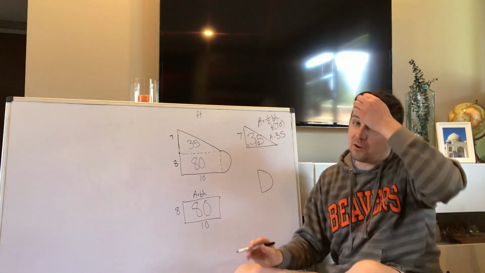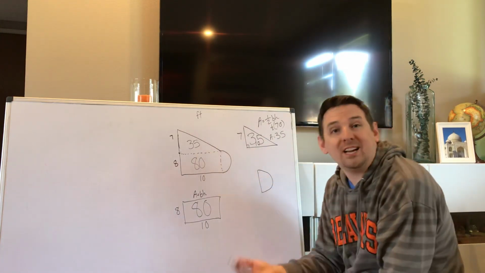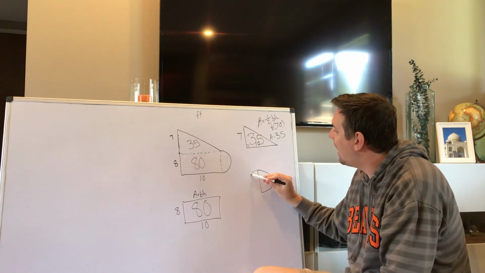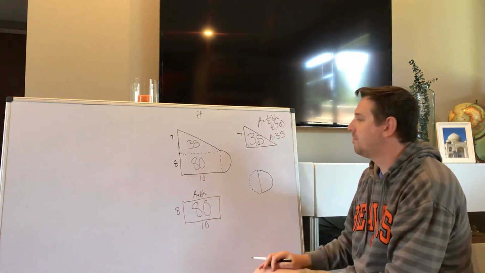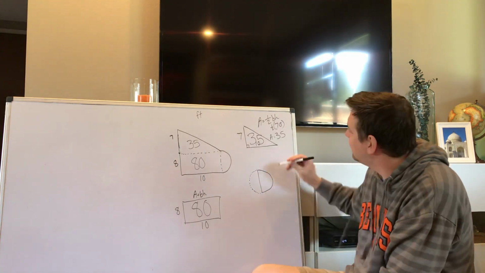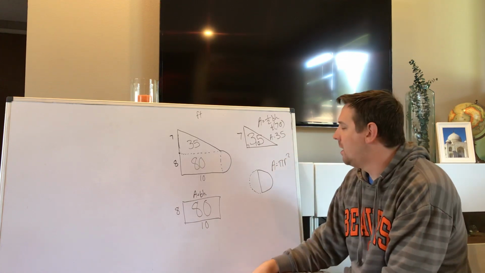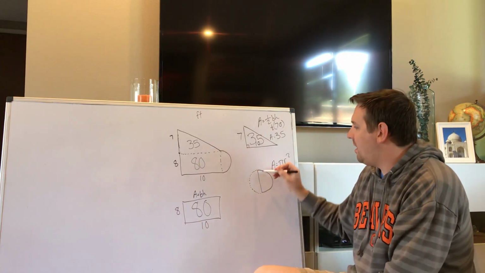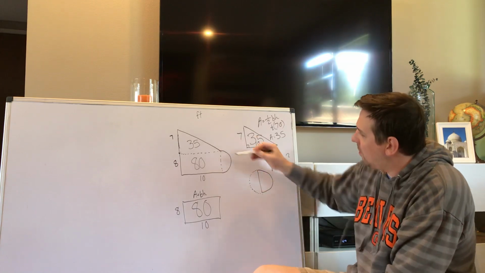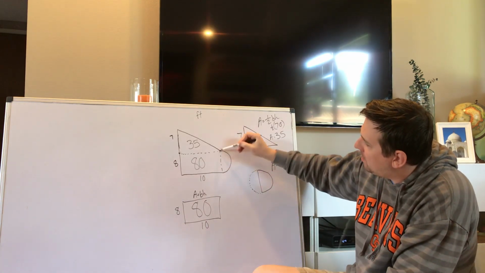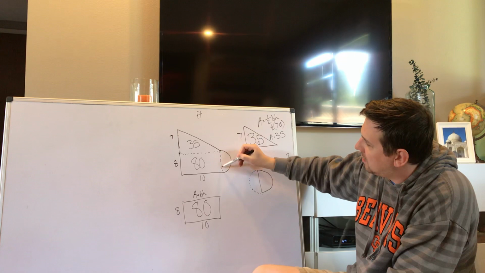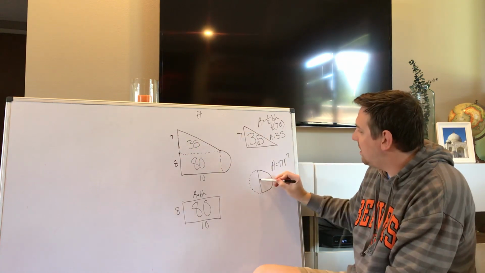For our half circle, again, what did I just show you? I like to draw the entire circle. And how do you find the area of an entire circle? Pi r squared. What number is this of the circle? That would be right here. What number do you think that is? 8. So this is 8.